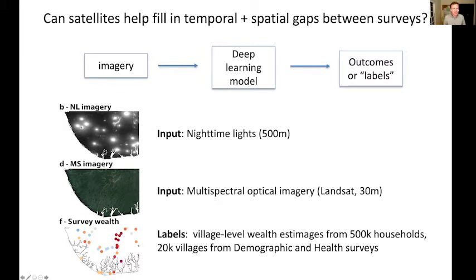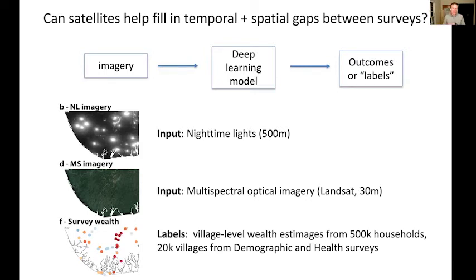And so you can see snapshots. This is just a corner in coastal Nigeria. Here's nighttime lights imagery. Here's the multispectral imagery for the same region. And then these dots are what we're going to try to predict. The redder dots are poorer asset wealth. So we have village level measurements of asset wealth, and the bluer dots are wealthier regions. Basically, we're going to try to use these two imagery inputs to predict these outcomes.